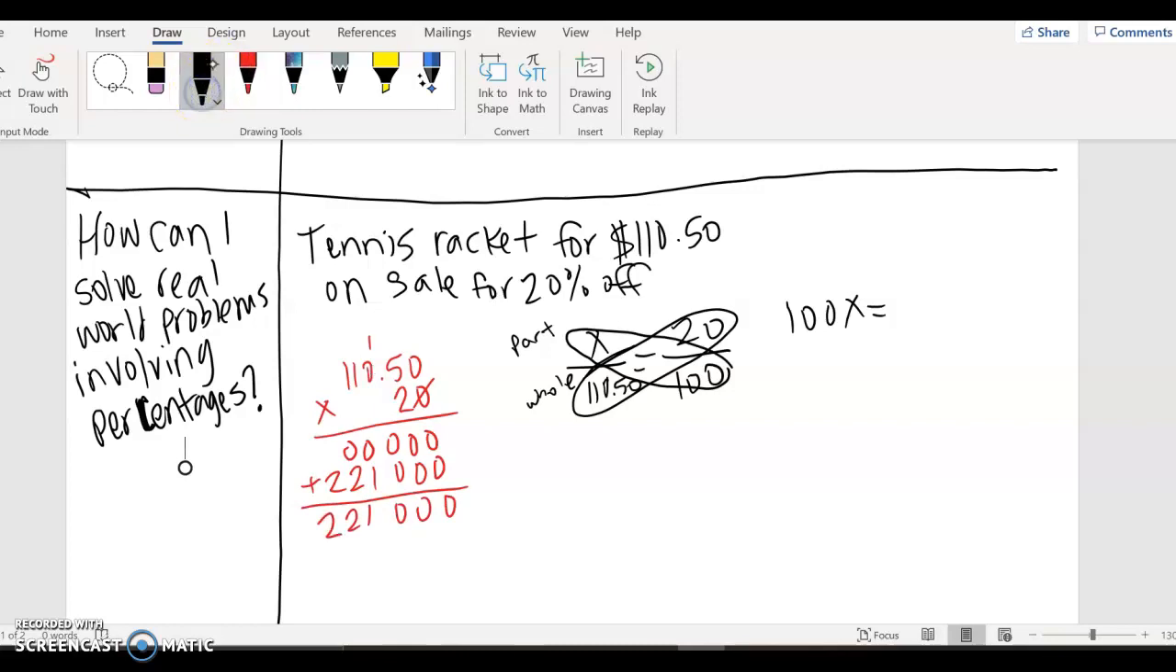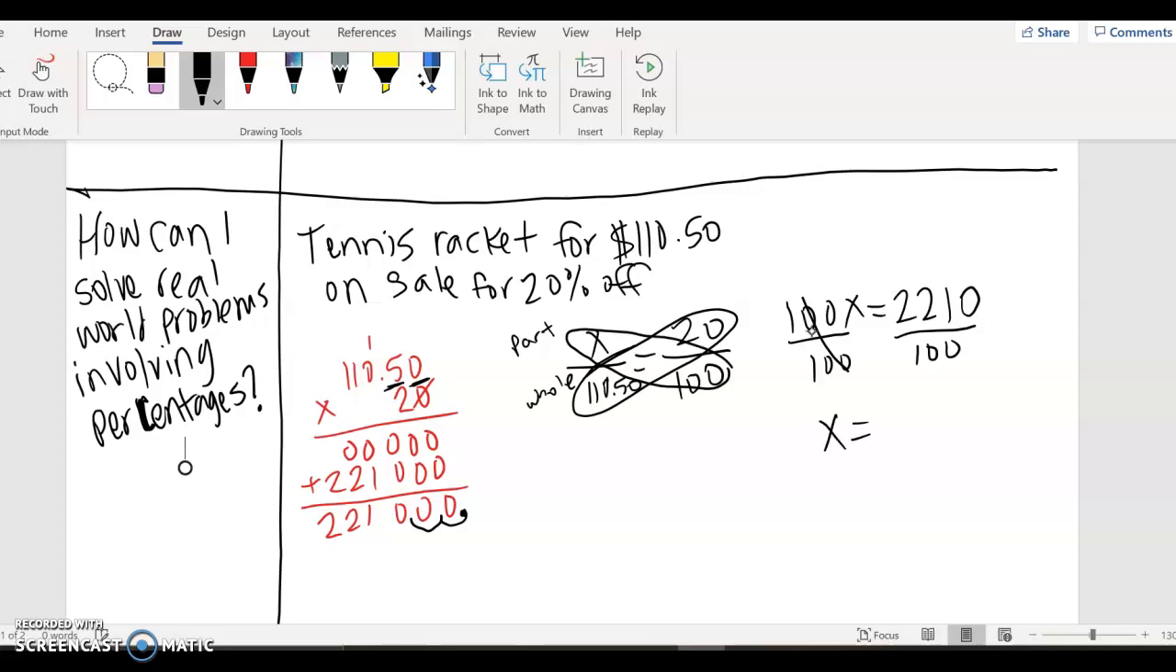And something you should have already learned, okay, we multiplied, and one of our original numbers had 2 places behind the decimal. So that means in our final answer, our decimal starts back here, and we're going to move it up 2 places to the left. So we're going to have 100x is equal to 2,210. Okay, and then we want to get x by itself, so we're going to divide by 100.